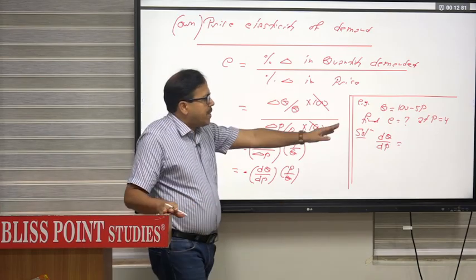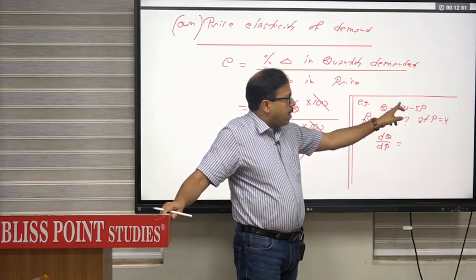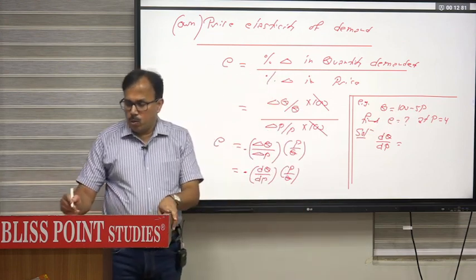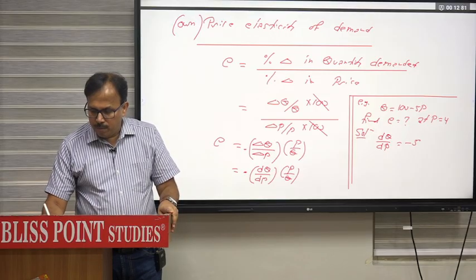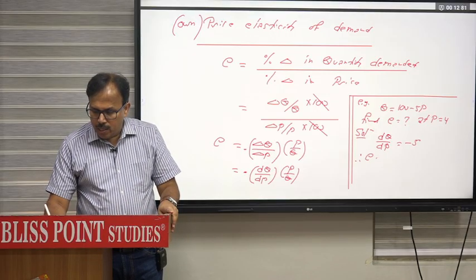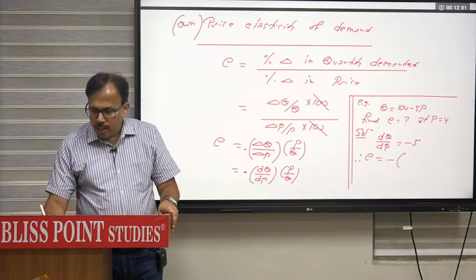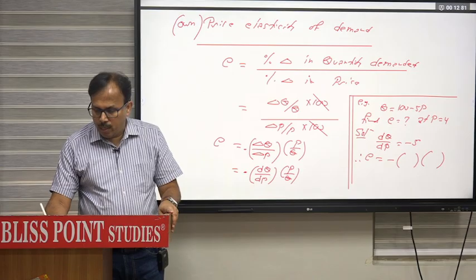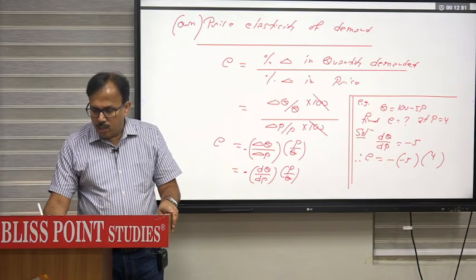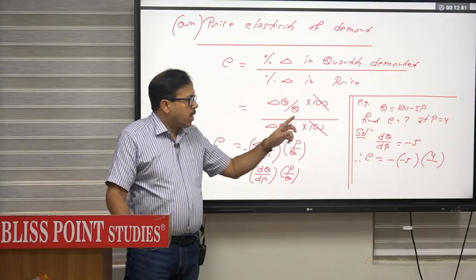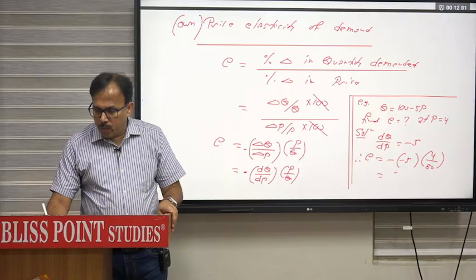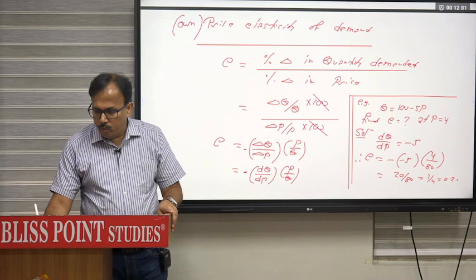If you differentiate this function with respect to price, the constant 100 has derivative 0, minus 5p gives only minus 5. Therefore in the elasticity you write the minus sign, delta Q by delta P into P by Q. In place of delta Q by delta P you write minus 5, price is given as 4, and when price is 4 the quantity comes out to be 80. So this number is 20 upon 80, which is 1 by 4 or 0.25.